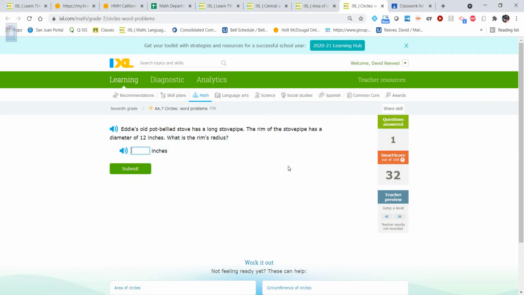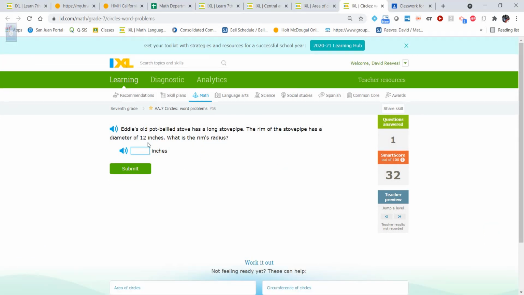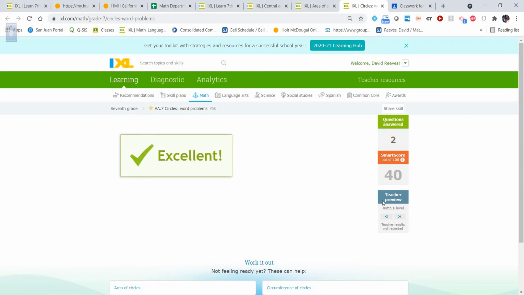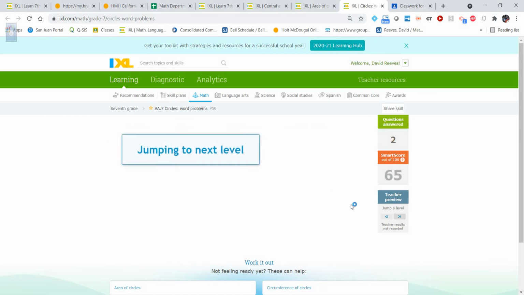All right, Eddie's old pot-bellied stove has a long stovepipe. The rim of the stovepipe has a diameter of 12 inches. What is the rim's radius? So they gave us that the diameter is 12 inches, and they want to know what the radius is. Well, remember, 2 radiuses equal a diameter, or 1 radius is a diameter divided by 2. So 12 divided by 2 is simply going to be 6 inches. There we go. All right, what do they have for us at the next level jumping up?